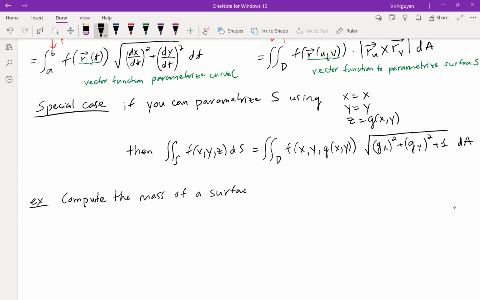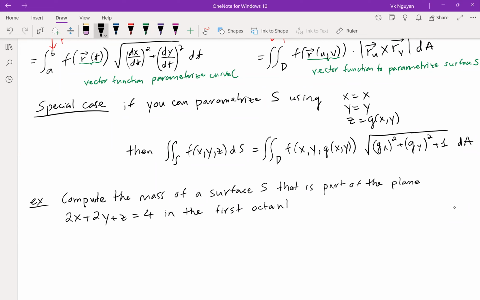Compute the surface integral of a surface S that is part of the plane 2x plus 2y plus z equals 4 in the first quadrant, in the first octant. Given the density of the surface is f(x, y, z) equal to xz.